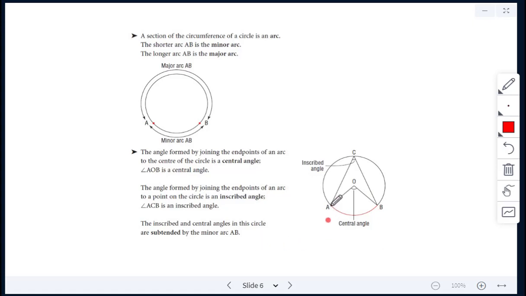Notice that the endpoints are still the same, A and B, for the inscribed angle. The angle formed by joining those same endpoints of an arc to a point on the circle makes the inscribed angle. So ACB is an inscribed angle. And we call it subtended. So the inscribed and central angles in this circle are subtended by the minor arc AB. You're going to hear that term a lot, subtended.